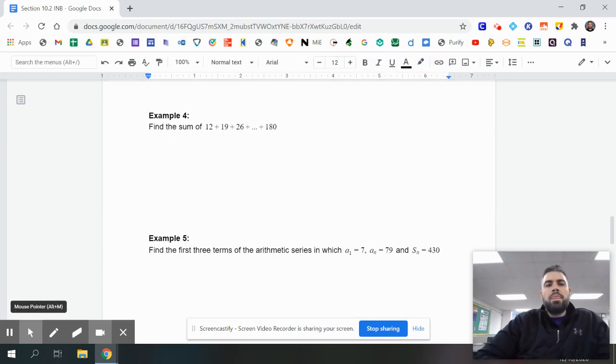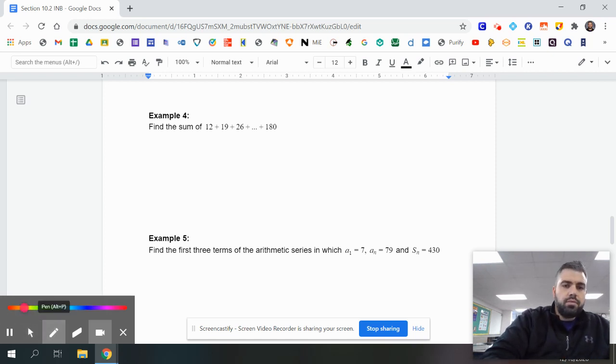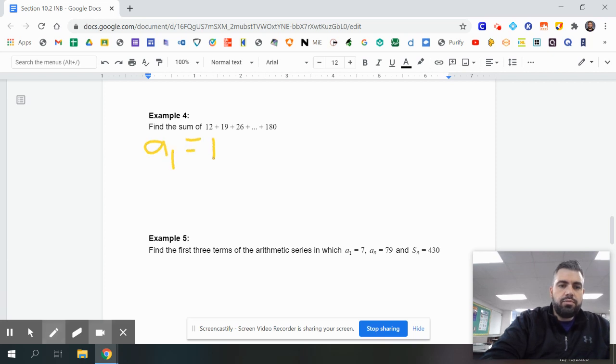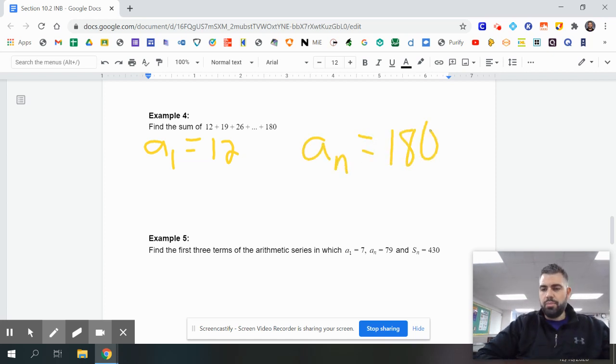All right, so example 4, it says find the sum of this series. Now, what do we know? I know the first term, so a1 is 12. That's what I know. I know the last one is 180. Now, the question is, do I know how many numbers are in this? I do not. I could figure that out.